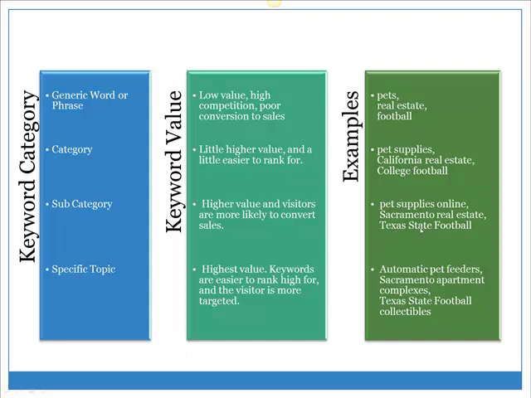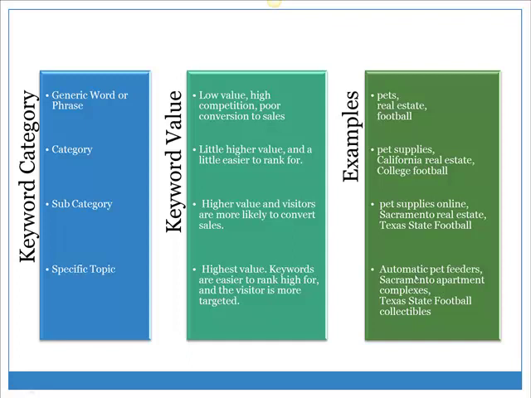If people are searching for these, they're getting closer to conversion. Specific topic keywords are high value, easier to rank for, and the visitor is more targeted. These people are searching for something specific. They're looking for something they're ready to take action on.